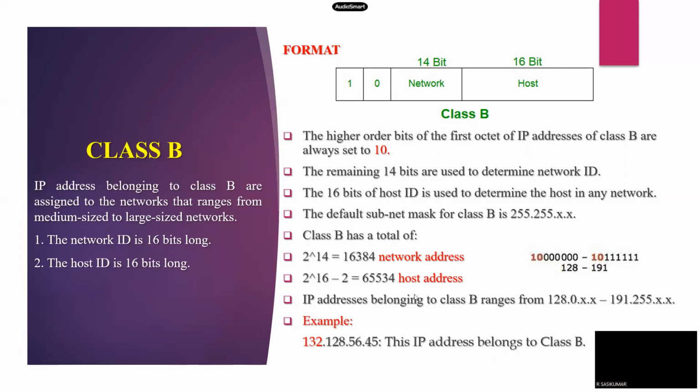So I repeat once again, the range of class A is 0 to 127, that is the difference 128. The range of class B is 128 to 191, the difference is 64.